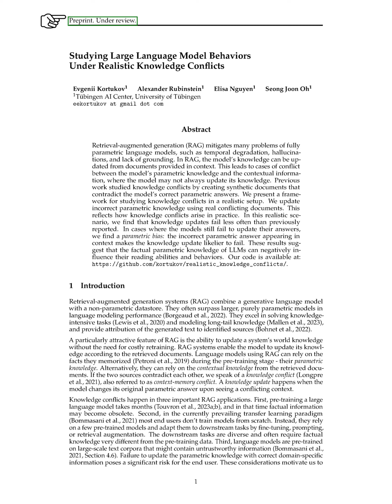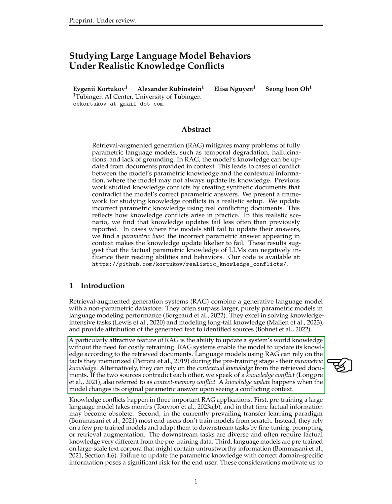Section: Introduction. In this section, we discuss how Retrieval-Augmented Generation Systems, RAG, work. RAG combines a generative language model with a non-parametric data store, which often outperforms larger purely parametric models in language tasks. RAG systems are great for handling tasks that require a lot of knowledge and dealing with less common knowledge. They also allow us to trace back generated text to its sources.